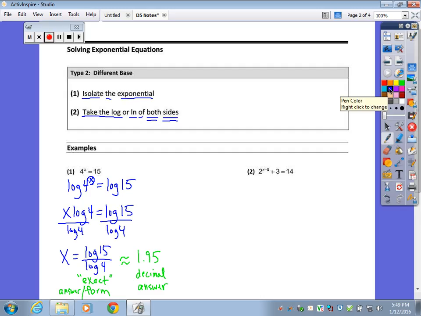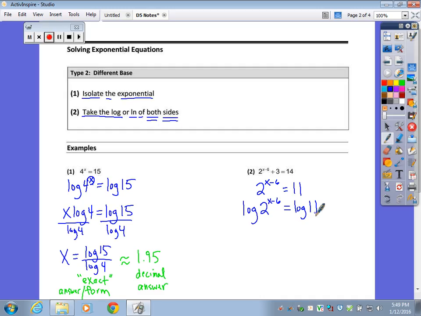So example 2, slightly more difficult, because before I do anything, I need to isolate the exponential, which means I have to get rid of this 3. I got to subtract 3 to the other side. That was step 1, isolate the exponential. Step 2, take the log of both sides. So I'm taking the log of the left and the log of the right.